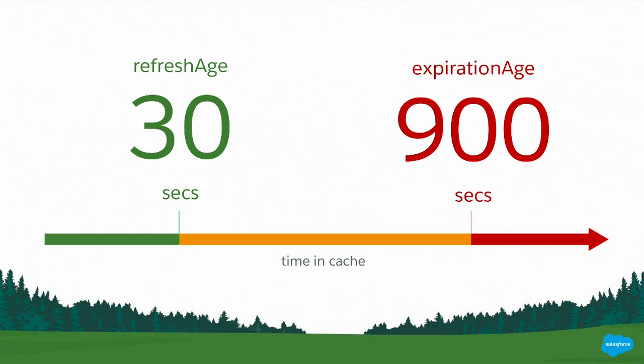If your data has been in the cache for over 900 seconds, 15 minutes, so the expiration age, we will say that's way too old. It's expired. We will not even consider that data, right? Expired. We go back to the server. And everything in between is the interesting part.